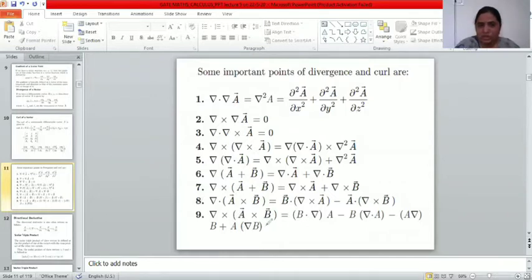Next is del cross a bar cross b bar is b dot del into a minus b del dot a minus a del into b plus a into del b. Okay, in time, you'll check them.